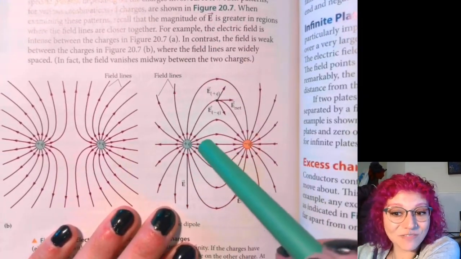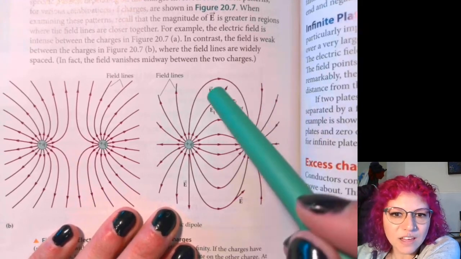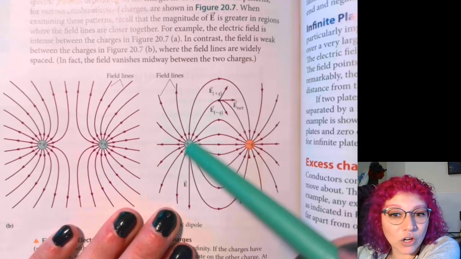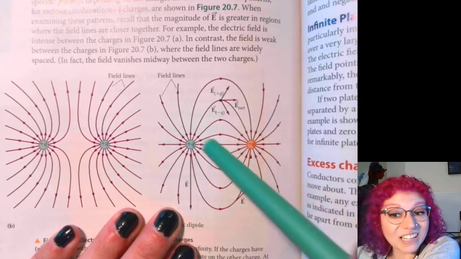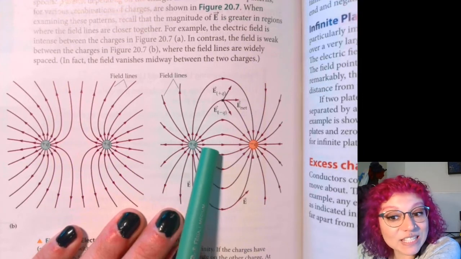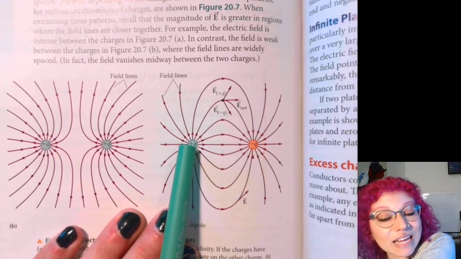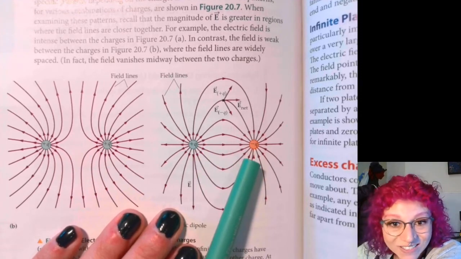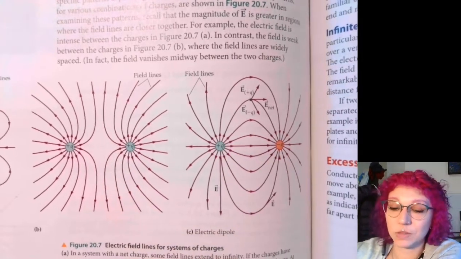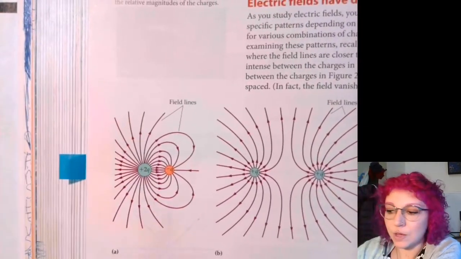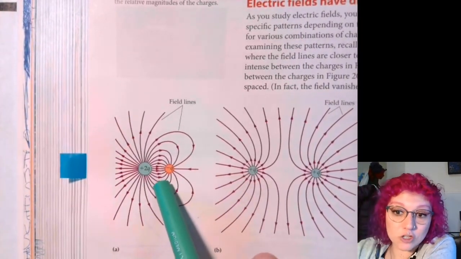Let's look at two opposite charges. So we have a positive and a negative charge here. Ignore these tangents for right now. Just look at the overall arrow line shapes. We know that opposite charges attract. And so you can see that these electric field lines, again, radiate outward from a positive charge and move towards a negative charge.